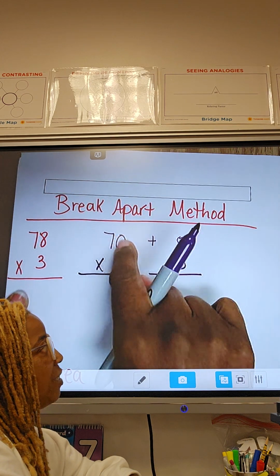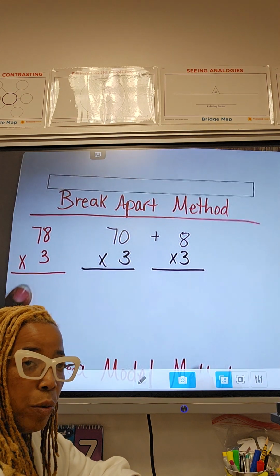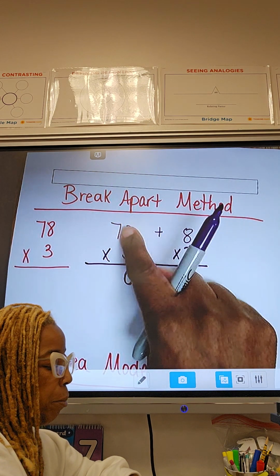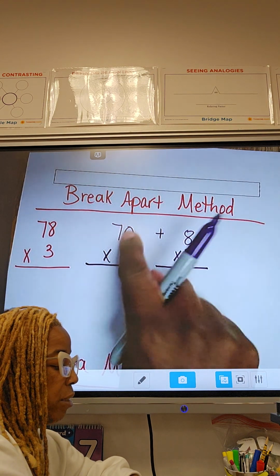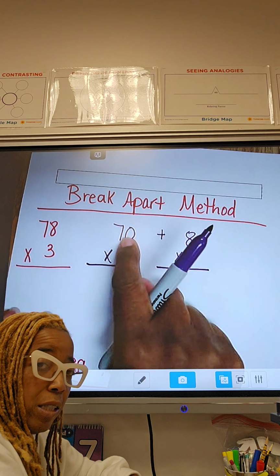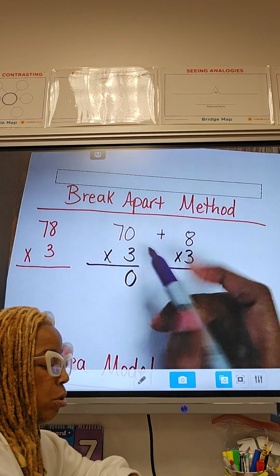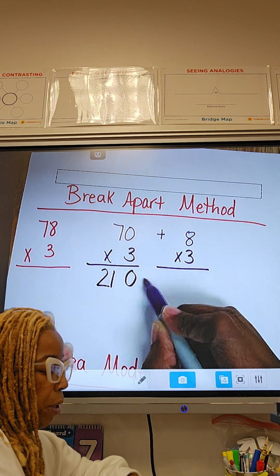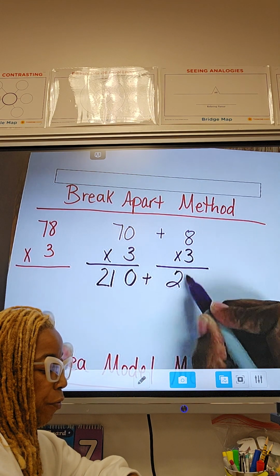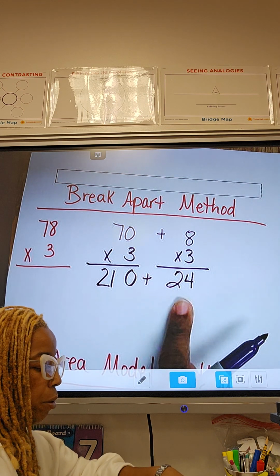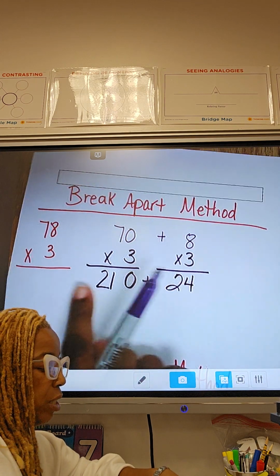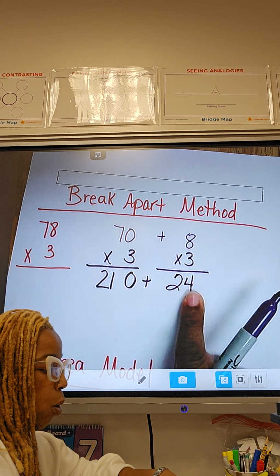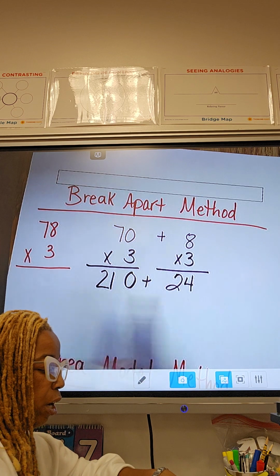Okay, so that 0 is what helps your scholar to do it easily. The 0 comes down. So I always say, bring it on down, baby, bring it on down. When you see that 0, bring it down. No matter how many zeros are there, bring it down. And you simply multiply the 3 times the 7, which is 21, plus 8 times 3, which is 24. So 210 plus 24. We can do this horizontally by simply knowing our place value, adding the ones place, the tens place, and then the hundreds place.